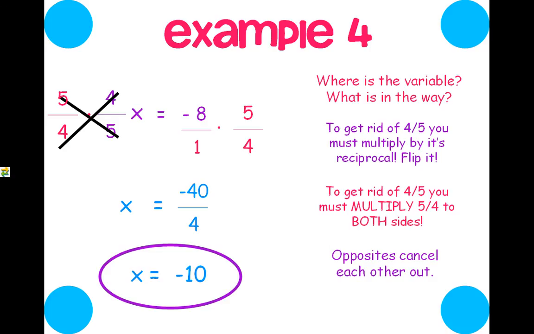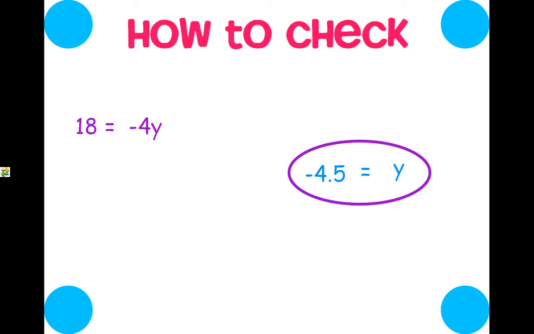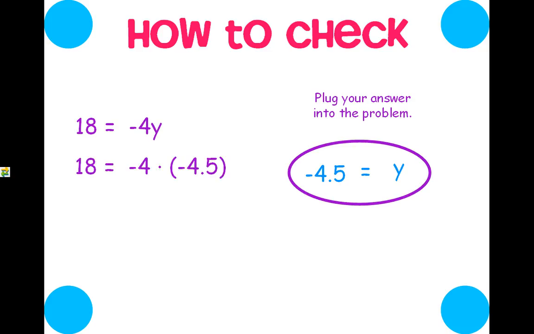Okay, like the other one-step equations we have done, I want to show you how to check the problems. Remember, to check the problems is finding out if the answer you got is right. So in this example, we said that y was negative 4.5. So what we can do is plug our answer into the problem. So remember, we have 18 equals negative 4 y. We said y was negative 4.5. So it would be negative 4 times negative 4.5.